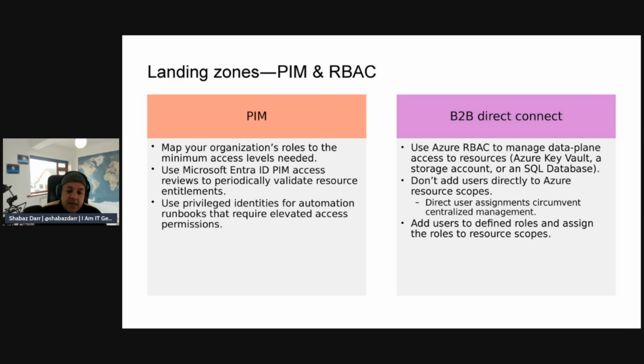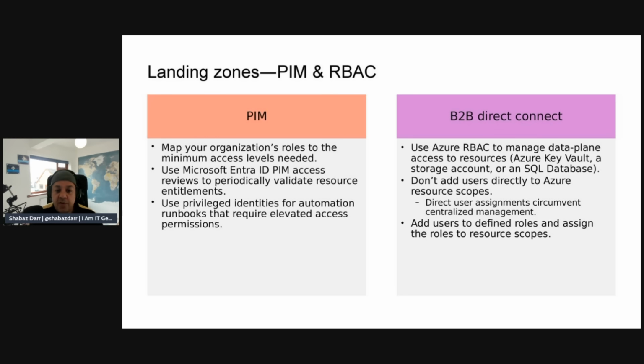So before we go into the demo, let's talk a little bit about landing zones and Azure RBAC specifically. RBAC is going to allow you to map your organizational roles to the minimum access levels needed, so that's the least privilege access, zero trust model. And you can use Entra ID PIM access reviews to periodically validate resource entitlements and make sure you're constantly reviewing the access. And then you can use privileged identities for automation runbooks as well that require elevated access permissions.